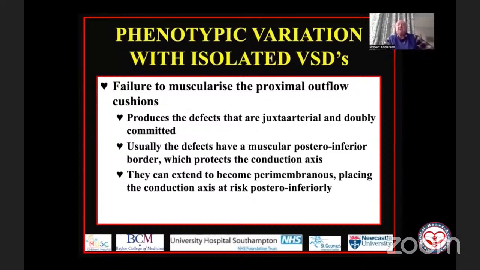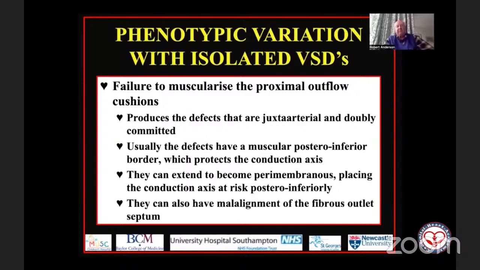But sometimes that muscular border does not form, and then the defects can extend to become perimembranous, leaving an area of tricuspid to mitral fibrous continuity posterior inferiorly, and meaning that the conduction axis will then be at risk. And equally, they can have malalignment of that fibrous outlet septum. So now we're going to look at these features again.